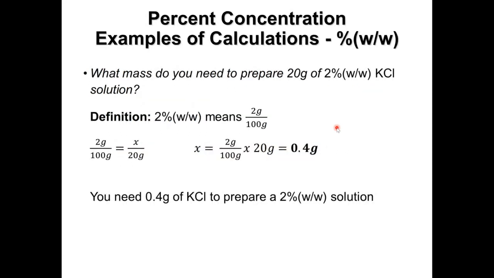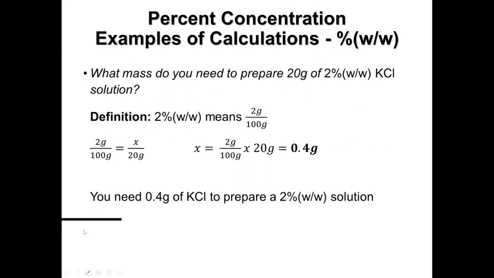Let's go through some examples of calculation. When you have to prepare a solution, you'll be given a concentration, and based on that, you can calculate. The very first step you always have to do is calculate what mass of solute you would need to prepare that solution. Depending on the way the concentration is expressed, you would do the calculations in a different way. For example, let's say you have to prepare a 20-gram solution at a concentration of 2% weight over weight of potassium chloride. This would apply to anything.